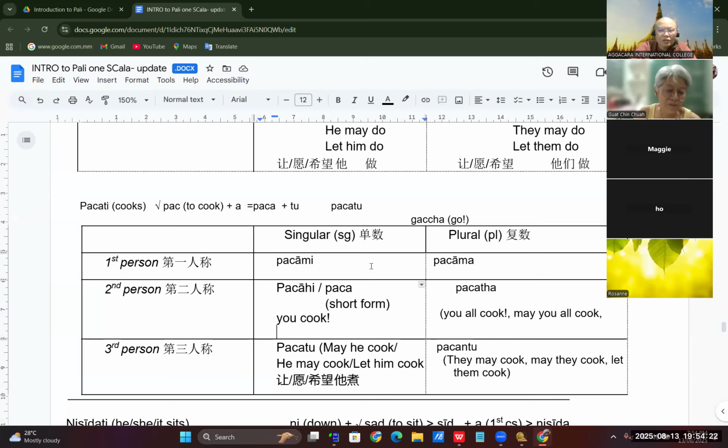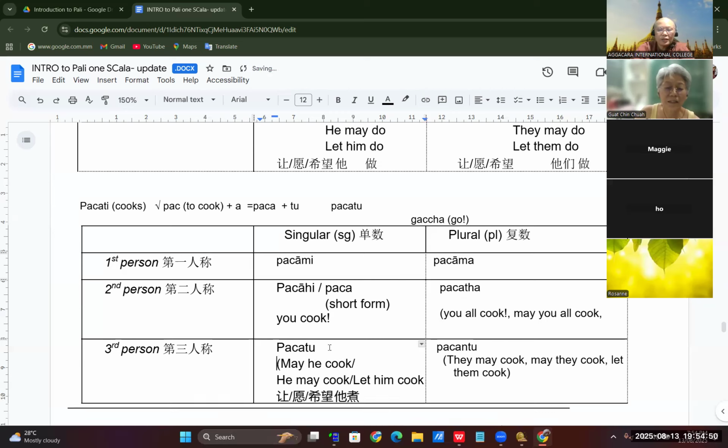Okay, so can you recite the Pali? Pachatu, Pachantu, Pachahi, Pachata, Pachami, Pachama. Okay, so do you know how to write in English, right? Just repeat like this: Pachatu, you just repeat the same English and then you just copy and just change the pronoun only. He cook, he may cook, let him cook.